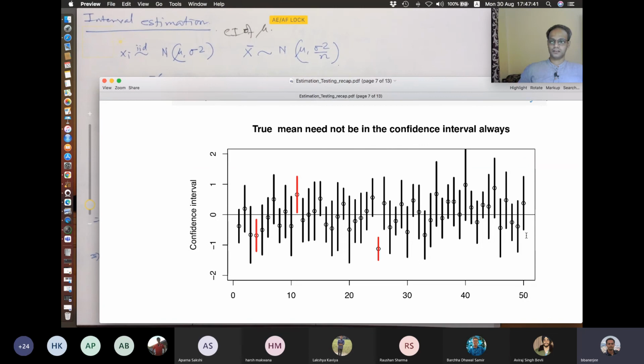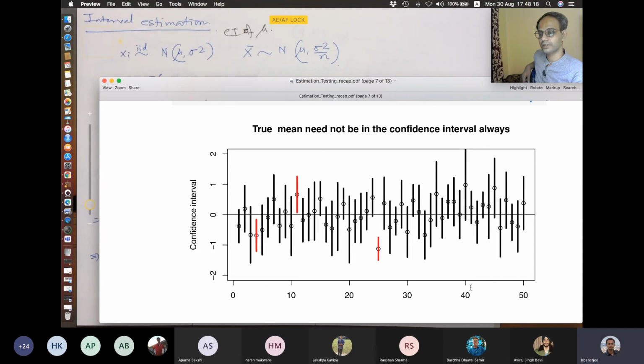Because of the normal distribution or the t distribution, these are symmetric intervals. These intervals either contain the true value or do not. The red intervals do not contain the true value, but the black intervals all contain the true value, though the true value is not in the middle. The middle is the estimated value mu hat.